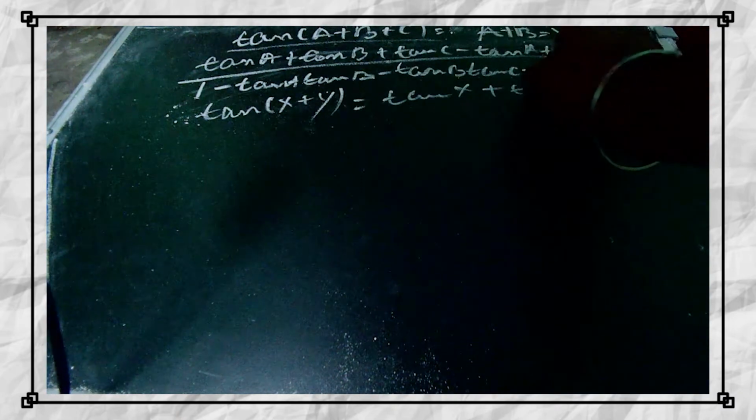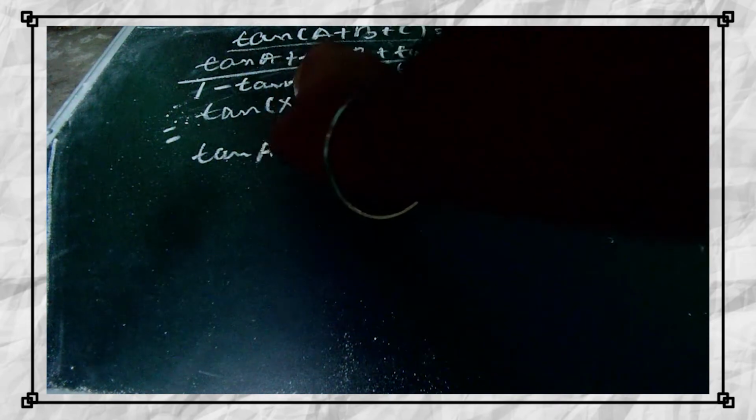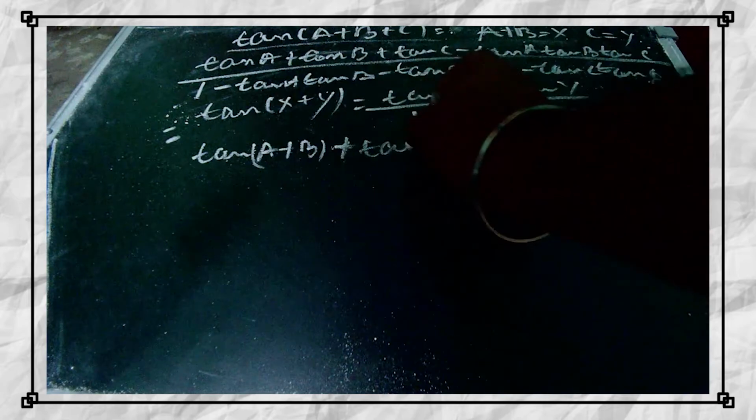So we will simply take A plus B equals X and C equals Y. So we have got here tan of X plus Y. So we will simply put the formula for tan of A plus B, which is equal to tan of X plus tan of Y by 1 minus tan of X into tan of Y. Now we'll put the values for X and Y, which gives tan of A plus B plus tan of C. In the denominator, 1 minus tan of A plus B into tan of C.